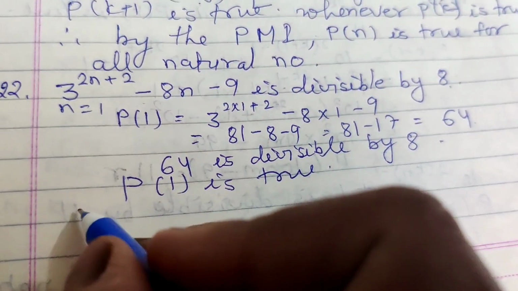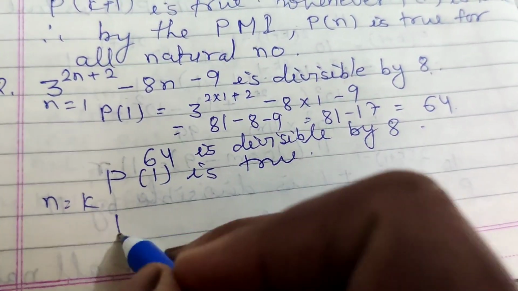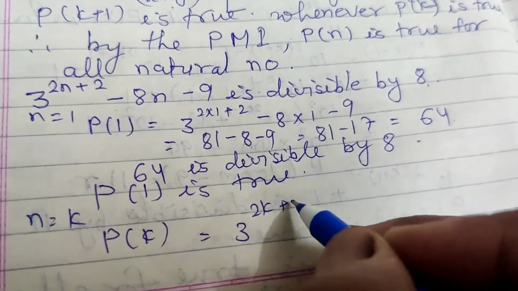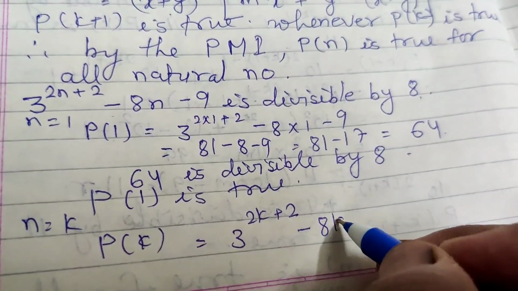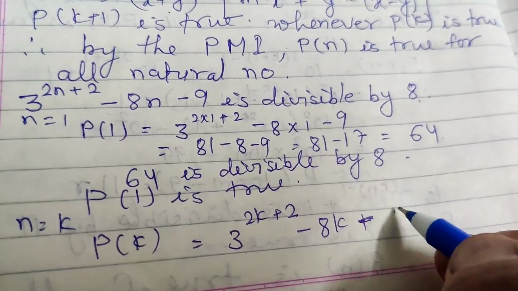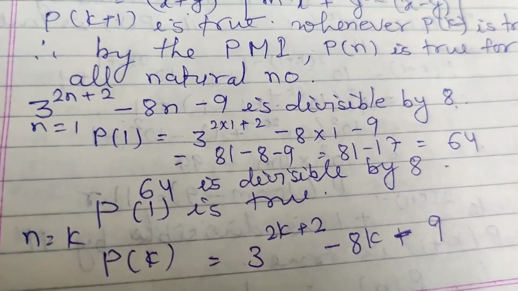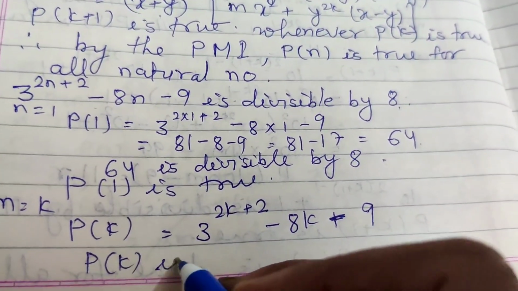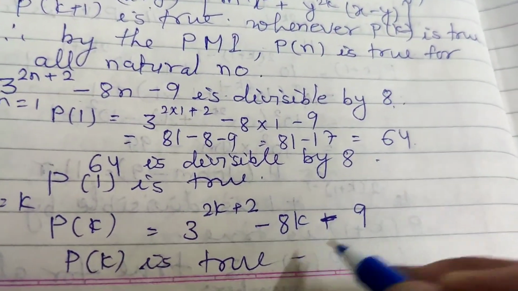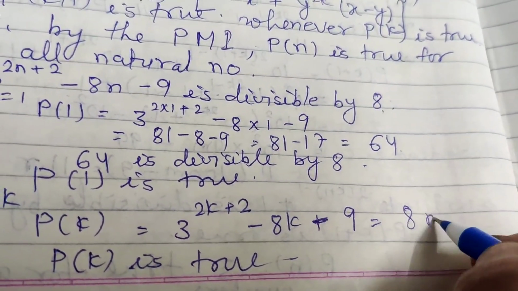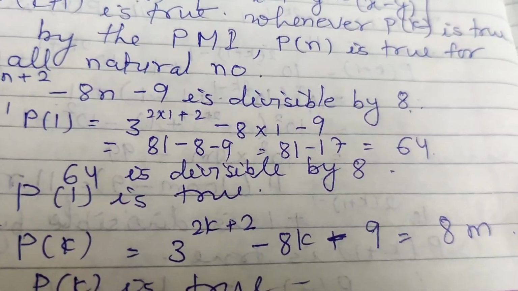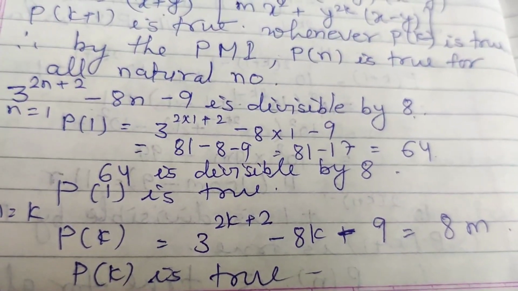Now n equal to k. It is equal to P(k): 3 raised to power 2k plus 2 minus 8k minus 9. It is true for all values of k. Therefore, P(k) is true. You can write it is equal to 8m. If it is divisible by 8, it means it is equal to 8m. Now n equal to k plus 1.